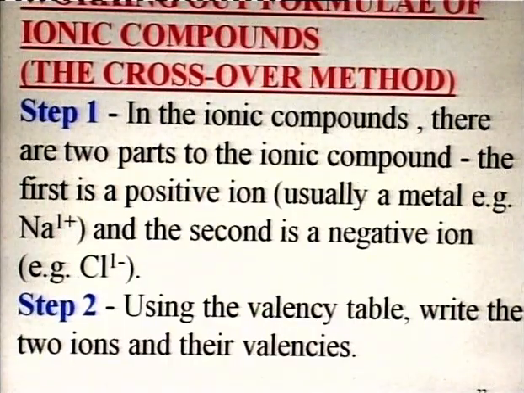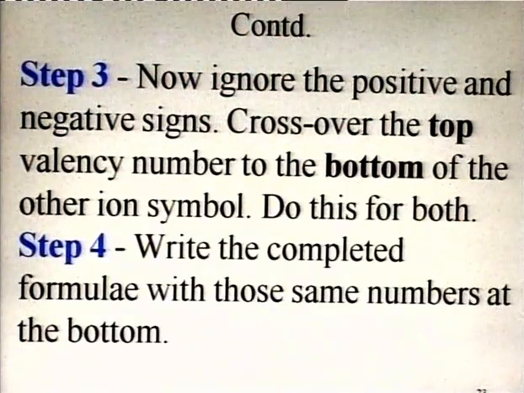What is step 2? Using the valency table, write the two ions and their valencies, and then convert them into whole numbers. Step 3: ignore the positive and negative signs and convert the valencies into numbers. Cross over the top valency to the bottom of the other ion symbol towards the right. Do this for both.